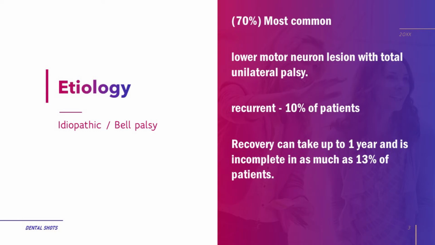The first cause is an unknown cause, which occurs most often, about 70%. When the cause is unknown, we call it Bell's palsy. It is a lower motor neuron lesion with a total unilateral palsy. The recurrence rate is about 10%.